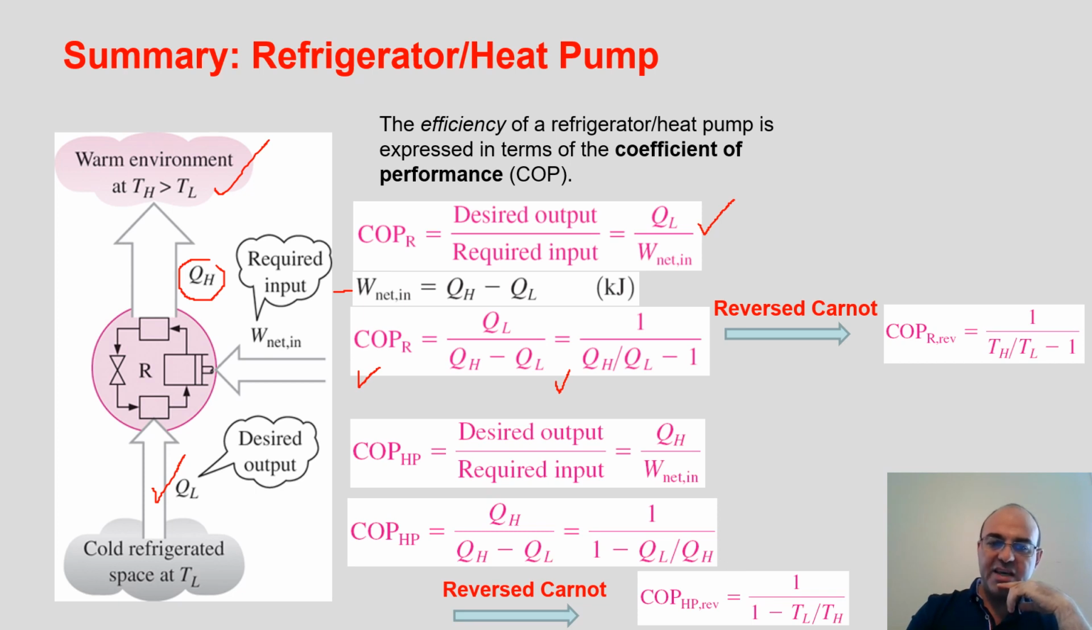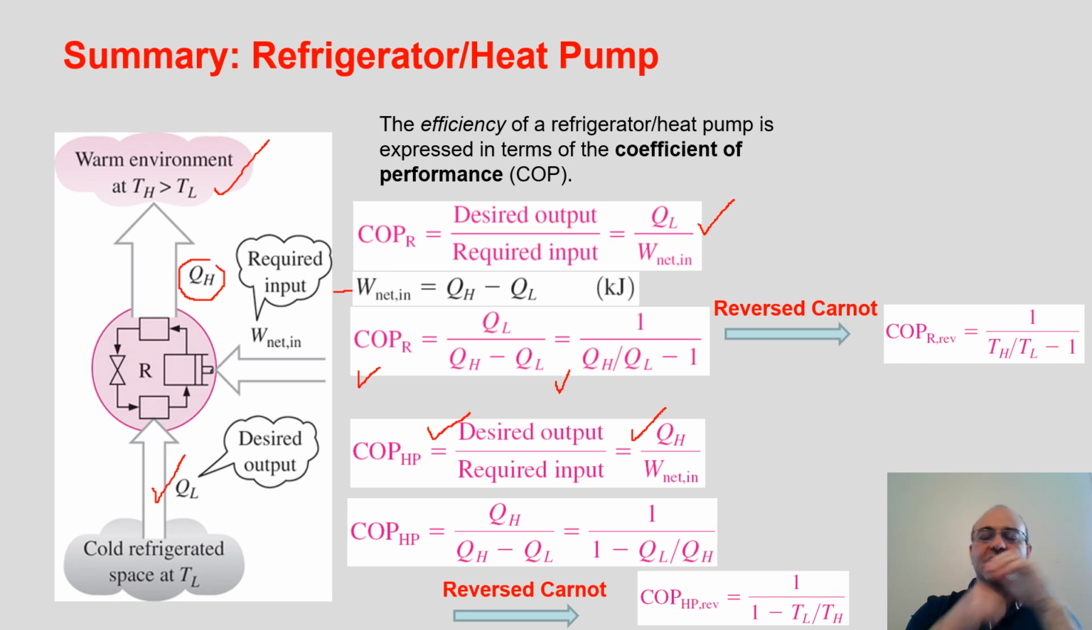In the case of a heat pump, everything is similar to a refrigerator, except that for a heat pump, the desired output is actually heating the space. So the desired output is the QH that we provide to the house interior. So COP is defined differently for a heat pump, QH over W net in, and the rest of the process is similar.